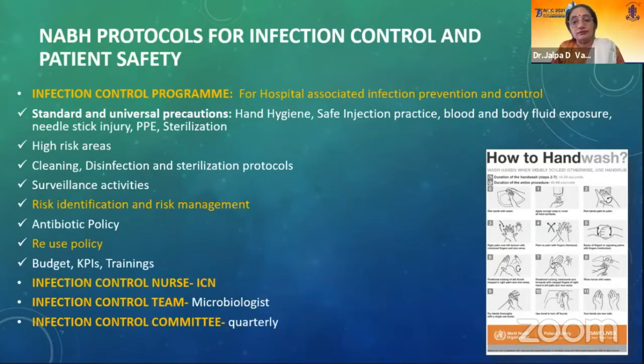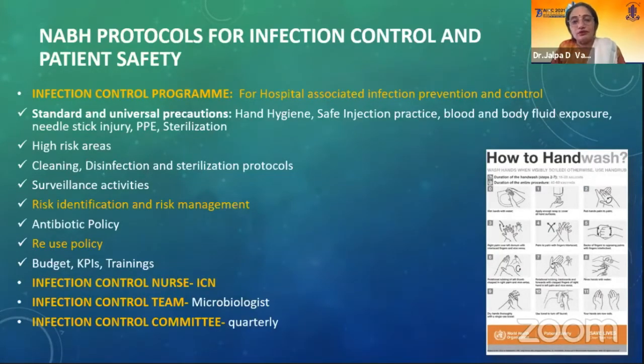Coming to surveillance activity again, how would you make sure about the efficacy of disinfection and sterilization? By taking regular cultures of the OT and validation of your sterilizers. Antibiotic policy, where you mention the rational use of antibiotics to prevent resistance.